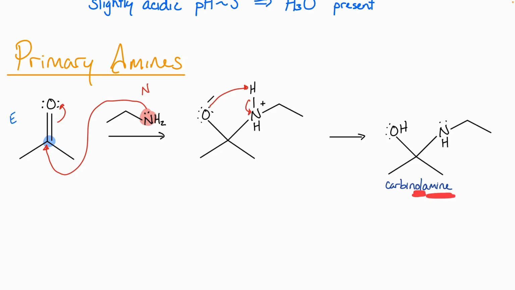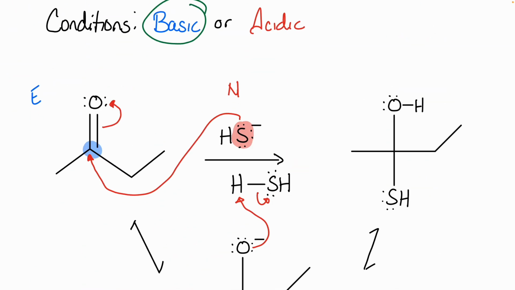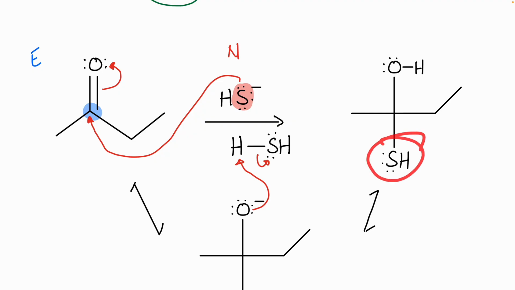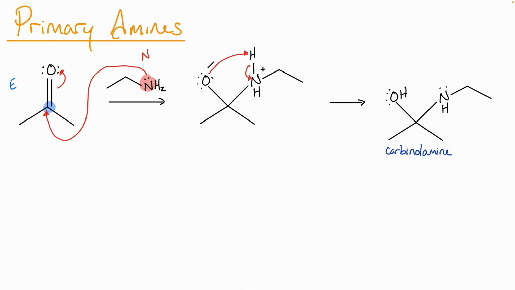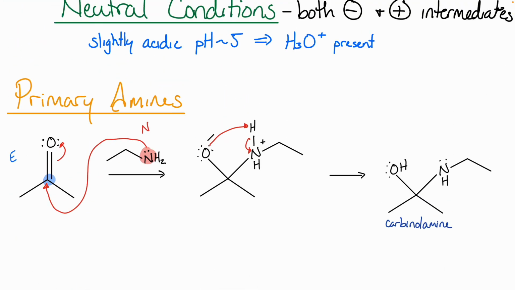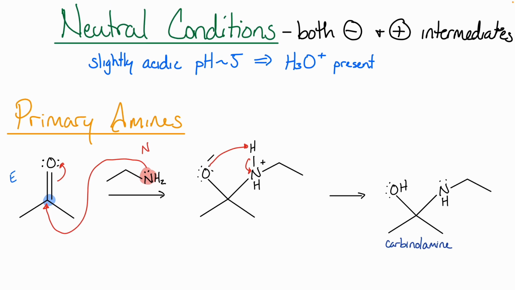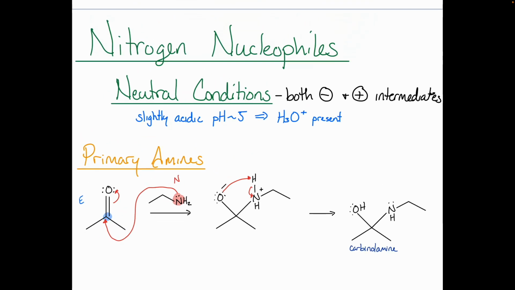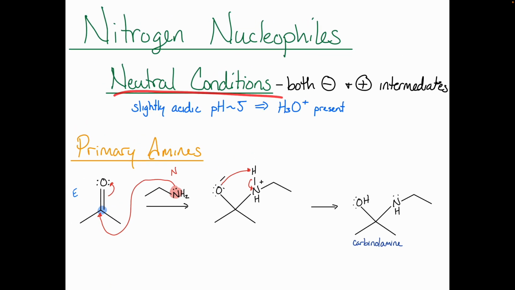Carbonyl amine, because it's got an alcohol group and an amine group all in the same molecule. And this is our regular nucleophilic addition product here. Just like we saw over here where we added our nucleophile to that carbonyl carbon, retaining that carbonyl oxygen as an alcohol group, that's exactly what we get here. Okay? The weird thing is that we have these neutral conditions where our intermediate here has both negative and positive charges. All right? So again, nitrogen nucleophiles we put into a separate category because of these conditions here.